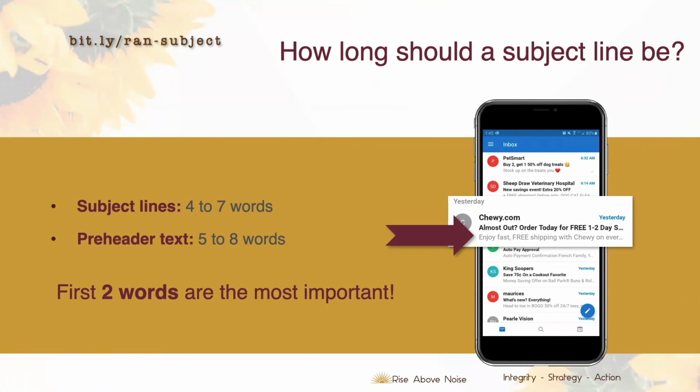With all that in mind, I want to suggest that you really think about the first 2 words. People read from left to right, and if they're scanning, you want to have your most important words first. That could help in stopping the scan and letting them pause for a second to click through.